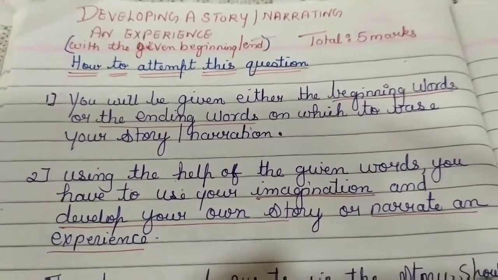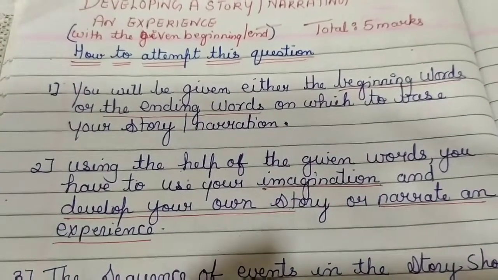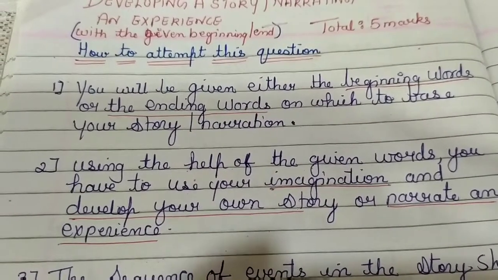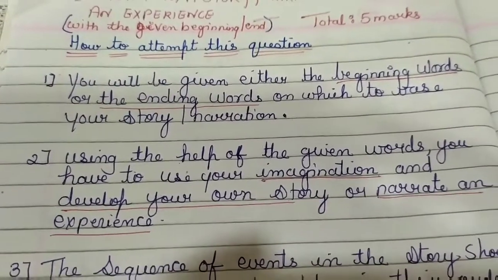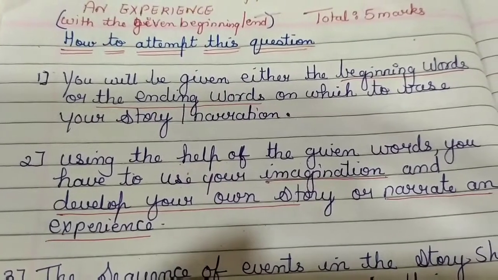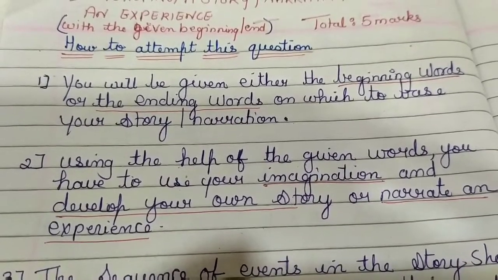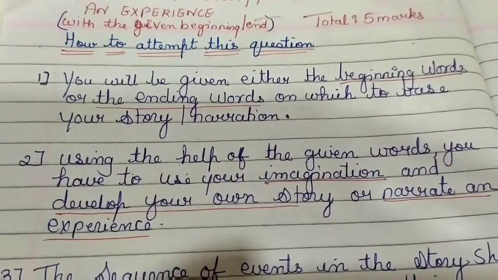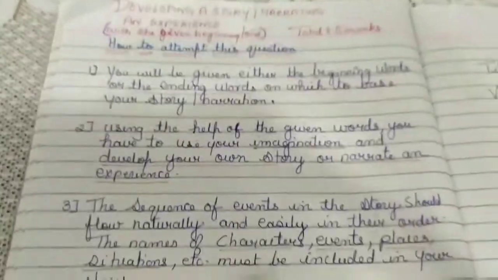Second, using the help of the given words, you have to use your imagination and develop your own story or narrate an experience. Students, using the help of the given words, you have to use your own imagination. You have to develop your own story and narrate an experience. You can develop your own stories, for example, a serious one, a humorous one that causes laughter, or a horror one. In this way, you can develop your own story or narrate an experience about it.